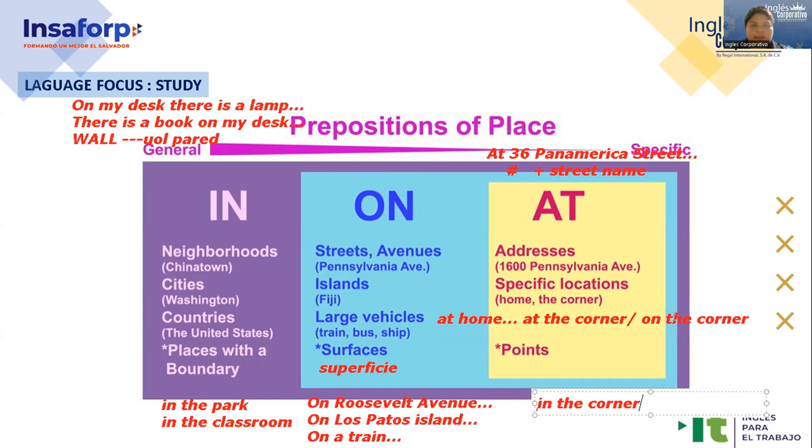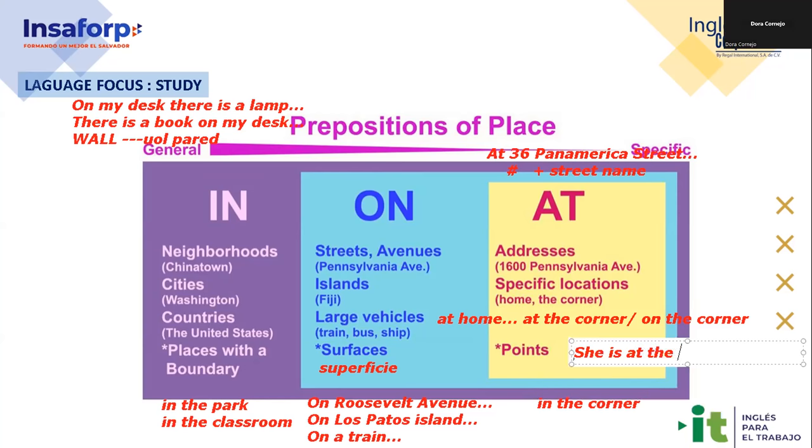en la esquina. Where is, let's say, Dollar City? Dollar City is at the corner. Está en la esquina. It's on the corner. Okay. And, okay, so another usage is points. También tenemos puntos específicos. For example, she is at the door.